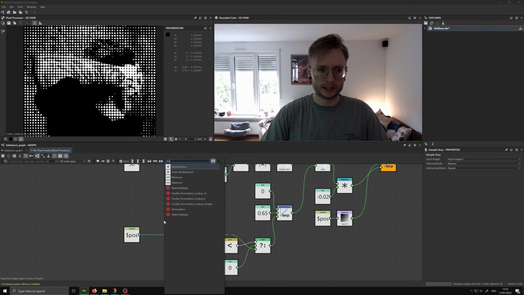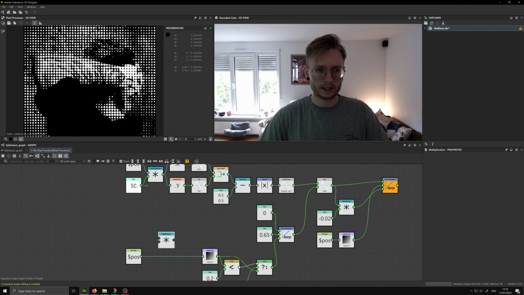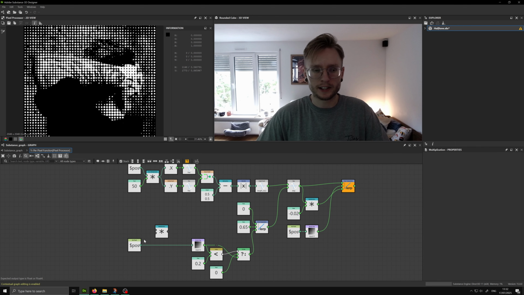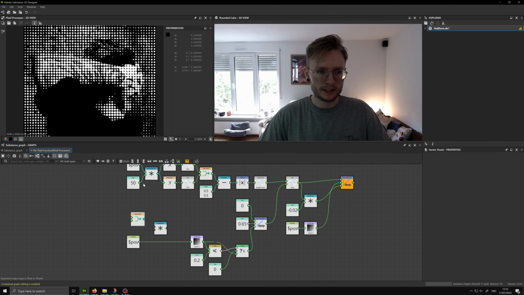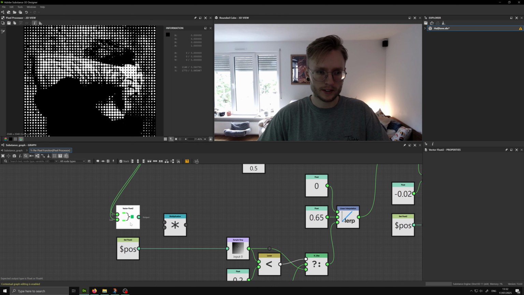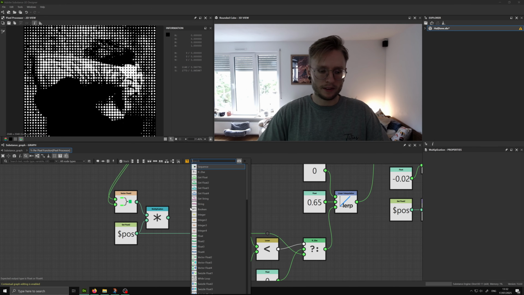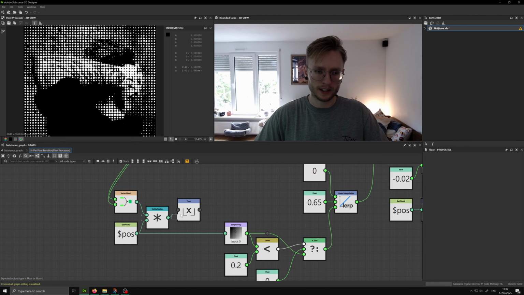We can do that by multiplying this with... so first of all, we have to scale the UVs the same. In this case, however, I will be doing a vector float 2 out of this, so I can use a regular multiplication. Then we have to floor these values.